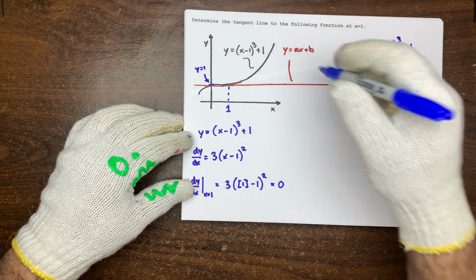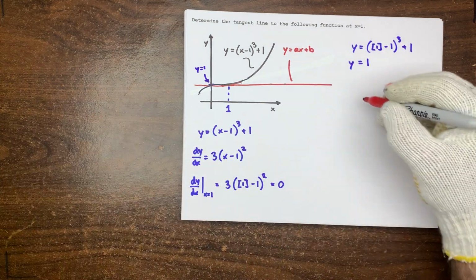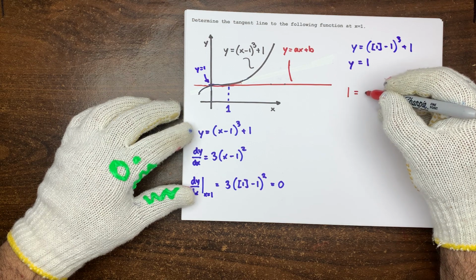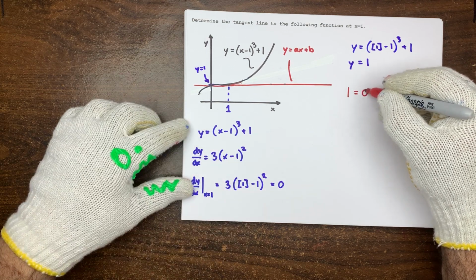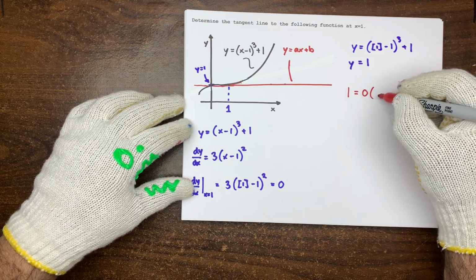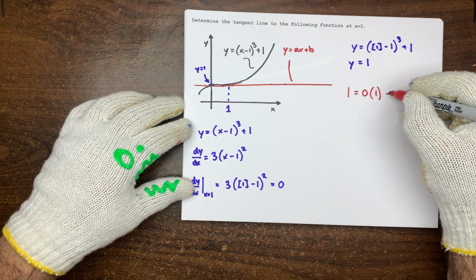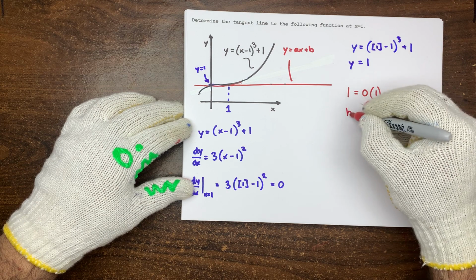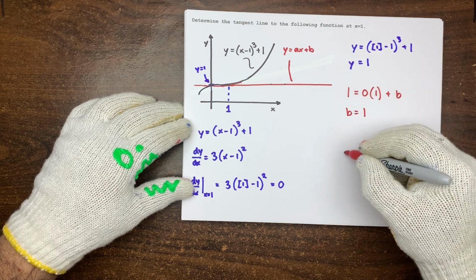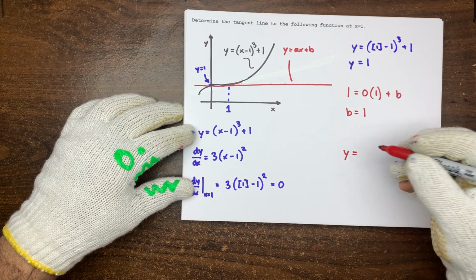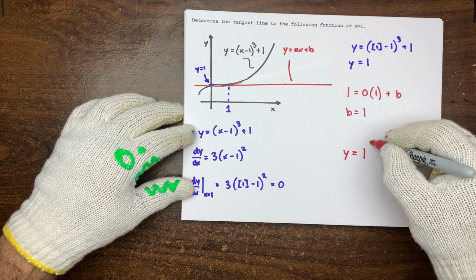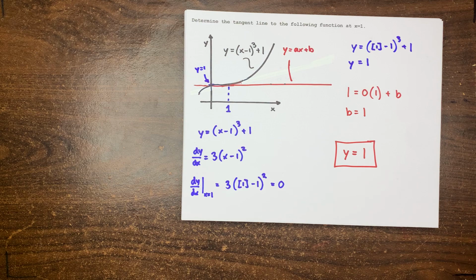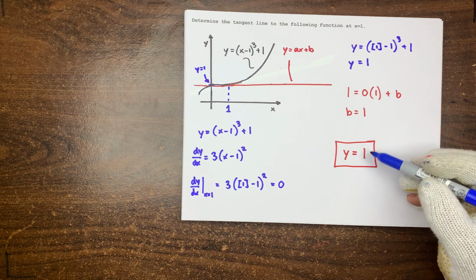Cool. Let's put that into our line function. So y equals 1 equals a, which was determined to be 0, times x, which was 1, plus b. Okay, so b is equal to 1. So the equation of the line is y equals, well, a is 0, so it's just y equals 1. That's the function.